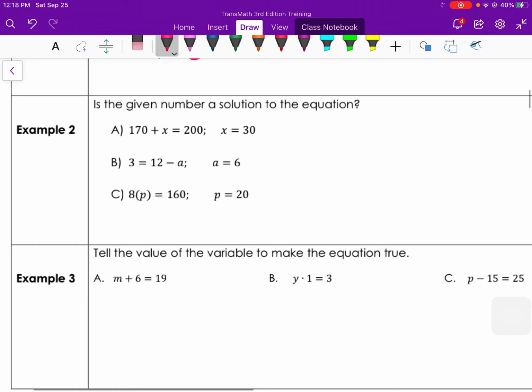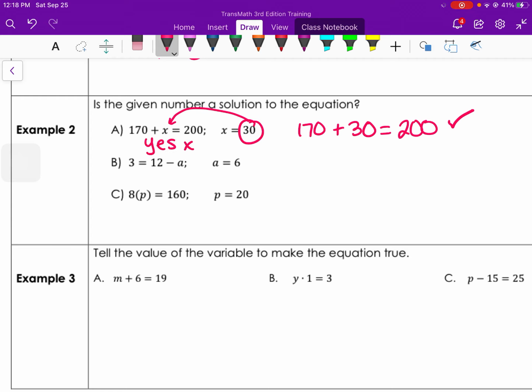So let's decide first if these are solutions. Our first equation is 170 plus x equals 200. Is x equals 30 a solution? Let's substitute in the value of 30 for this x into our mathematical sentence and see if it's true. So is 170 plus 30 equal to 200? And that is true. 170 plus 30 is 200. So x equals 30 is a solution. So we would say yes, x equals 30 is a solution.